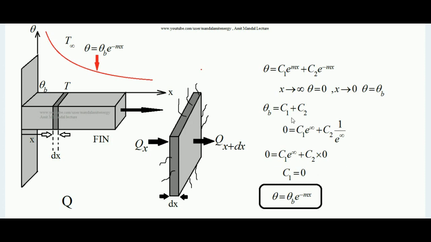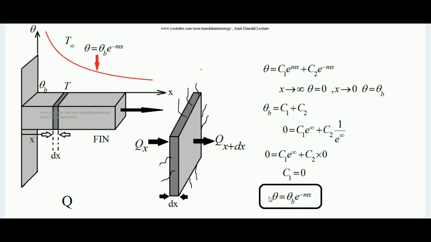Keeping the value of c1 in the expression for x equals 0, what we get is theta b equals c2. So now we have found the values of the constants: c1 is 0 and c2 is theta b. Ultimately we get theta equals theta b e to the power minus mx. This is the temperature profile of the fin with respect to its distance. Theta is the temperature difference between the fin and the surrounding at any point. Suppose I choose this point, T minus T infinity is the theta there. If I move and choose some other point, it is the temperature of the fin there minus the surrounding temperature, and this is continuously decreasing.